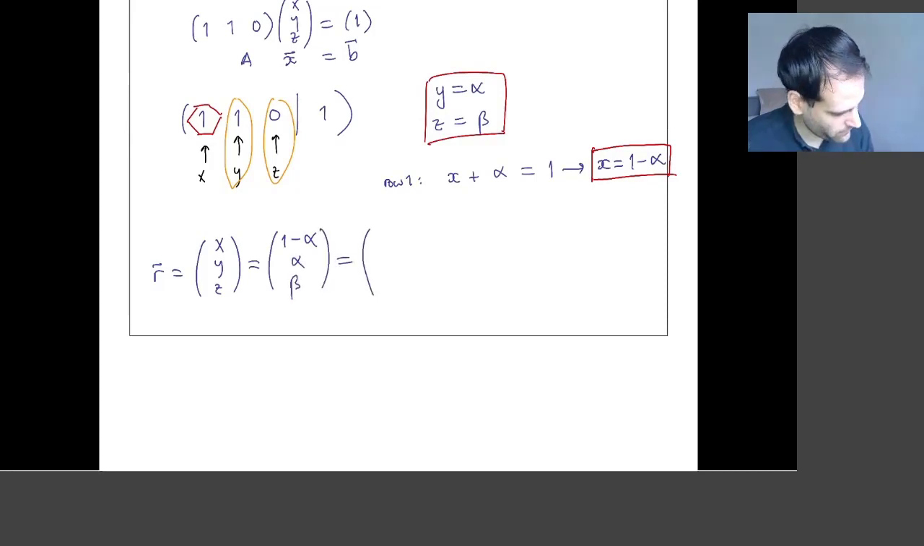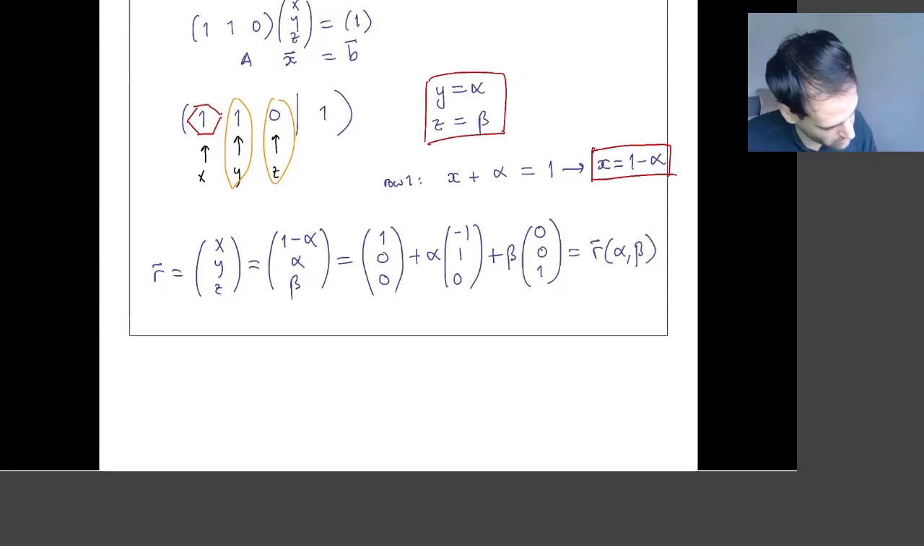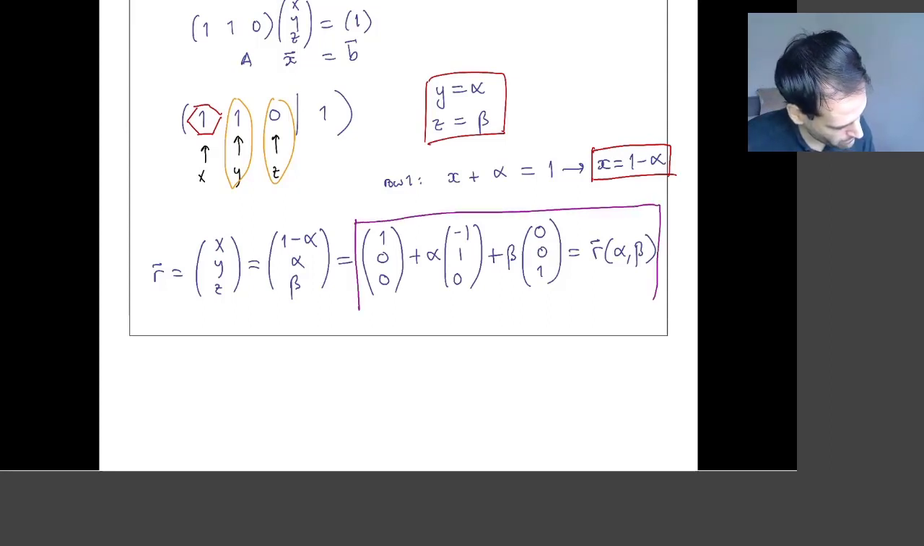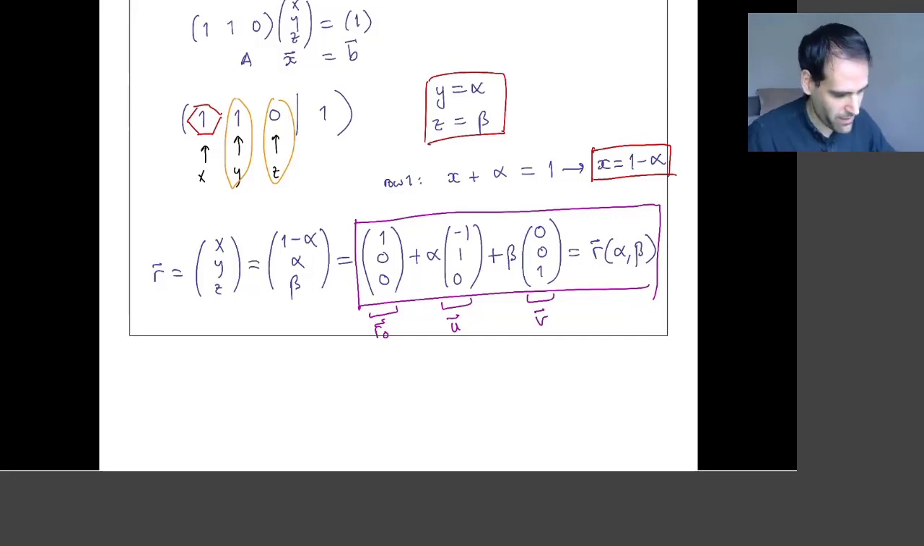And we can write this, first the independent terms with no alphas and no betas, plus alpha times the coefficients of alpha, plus beta times the coefficients of beta. And like this, we have found the equation of a plane with 2 free parameters, alpha and beta. And therefore, in the process, we have found R0, and we have found 2 vectors that are contained within the plane, right?